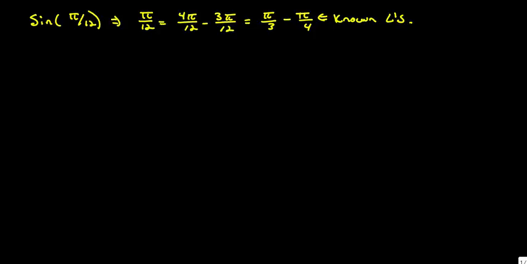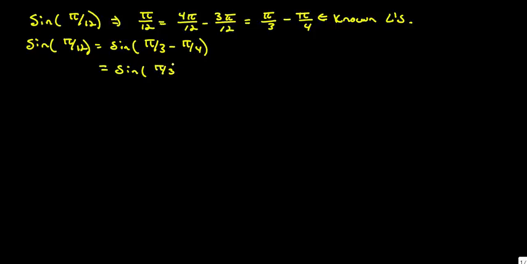So what are we going to do with this? Well, we're going to say that the sine of pi over 12 is equal to the sine of pi over 3 minus pi over 4. And so this is the sine of pi over 3 times the cosine of pi over 4 minus the cosine of pi over 3 times the sine of pi over 4.